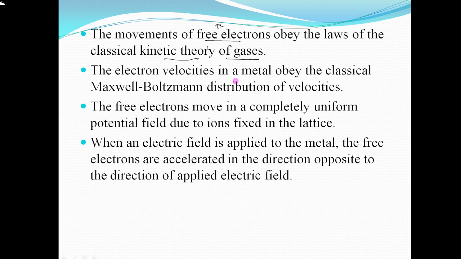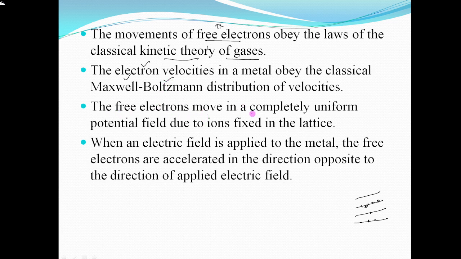Next, the electron velocities obey classical Maxwell-Boltzmann distribution of velocities. Means see here how electrons are arranged in different states, whether 2 electrons can sit or 1 electron can sit, whether all the electrons can sit in a single state. That restriction is given by Maxwell-Boltzmann distribution. So how electrons are distributed in different states is given by Maxwell-Boltzmann distribution. So here electrons obey Maxwell-Boltzmann distribution.